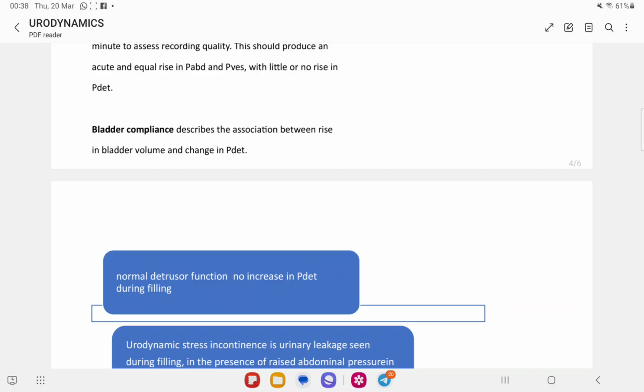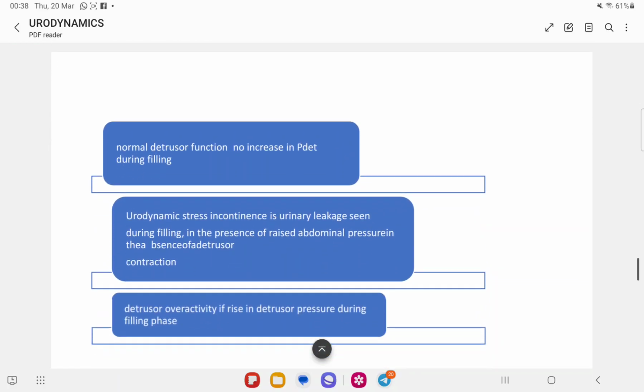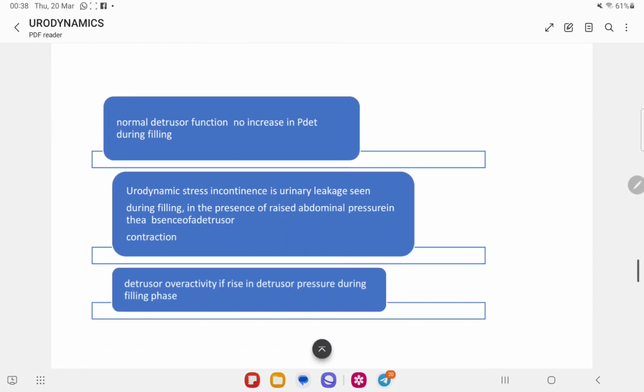It means that the bladder has higher compliance and the detrusor has underactivity. But if with a small amount of urine the bladder starts contracting, that is, less than the normal cystometric capacity, it means that the bladder has less compliance and the detrusor is overactive. I hope this is clear up till now. Now these 3 points should be on your fingertips.